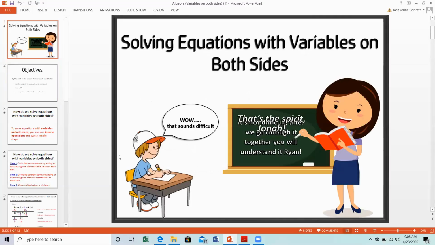Today's topic is solving equations with variables on both sides. This morning, we're dealing with solving equations with variables on both sides. Now, we have one student who right away, since seeing the topic, says, that sounds so difficult.